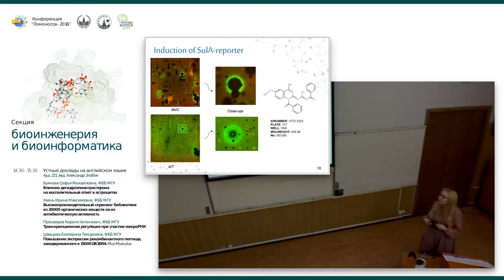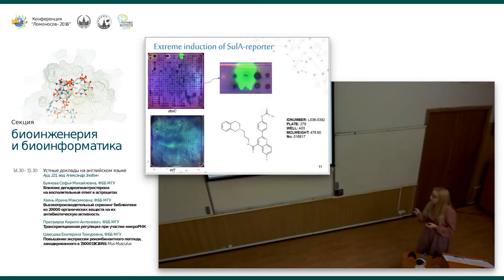Let's move on to the compounds that caused the induction of the SOS reporter, and there were many more, a larger number of compounds that induced our DNA damage reporter. They usually had a bigger inhibition zone and were more effective. The remarkable thing about the compound on the screen is that it killed not only the delta tolC strain of E. coli, but also the wild type strain of E. coli. That's why we think that this compound may be used as a drug in the future.